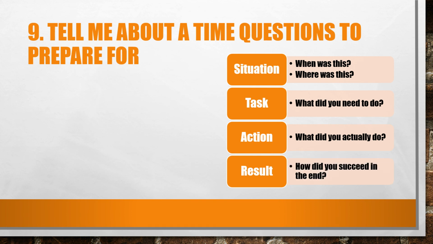The result should always be something positive. Never ever choose an example that went wrong where you didn't do the right thing. Even if you're talking about a failure, you want it to be a failure but not a catastrophic failure. A failure that was ultimately fixed in the end would be a better answer. So let's look now at the questions that often come up.